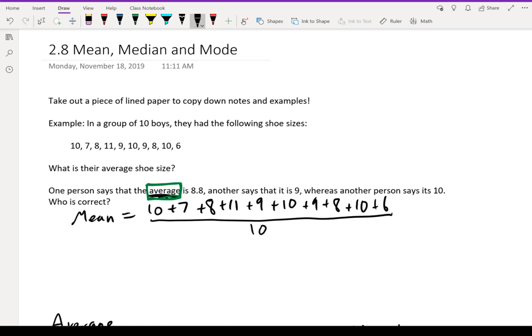And so we add them all up. 10 plus 7 is 17. 17 plus 8 is 25. 25, 36, 45, 55. 55 plus 9 is 64. 64 plus 8 is 72. 72, 82 plus 6 is 88. So that's 88, all divided by 10, so that's 8.8. That's what this person says, 8.8 over here. The other person says that is 9.